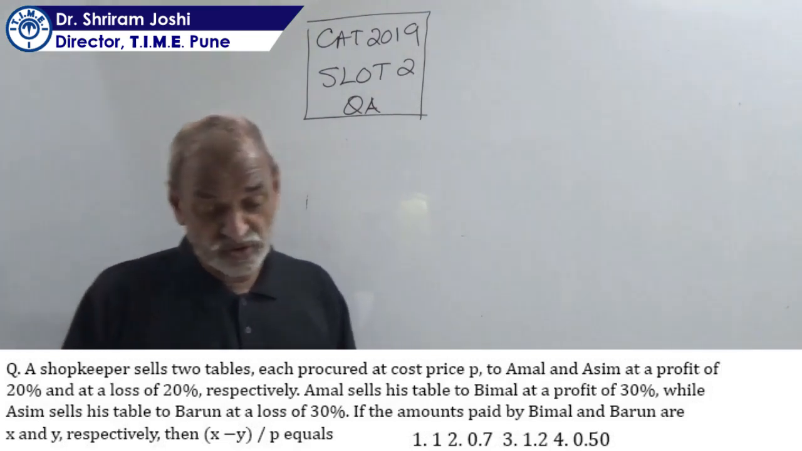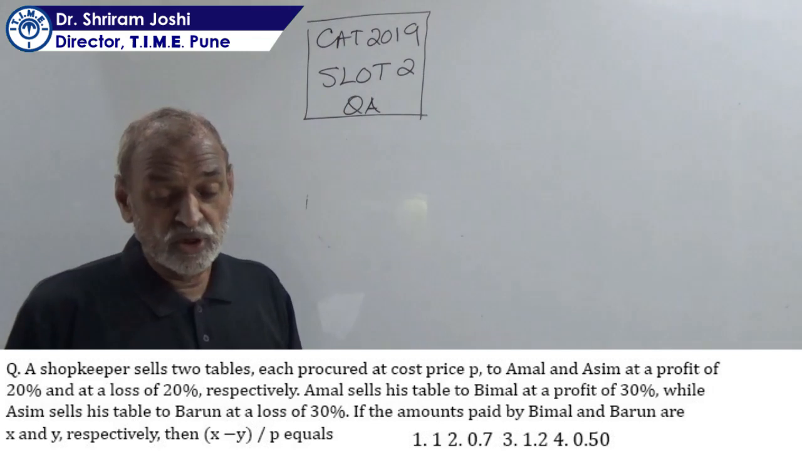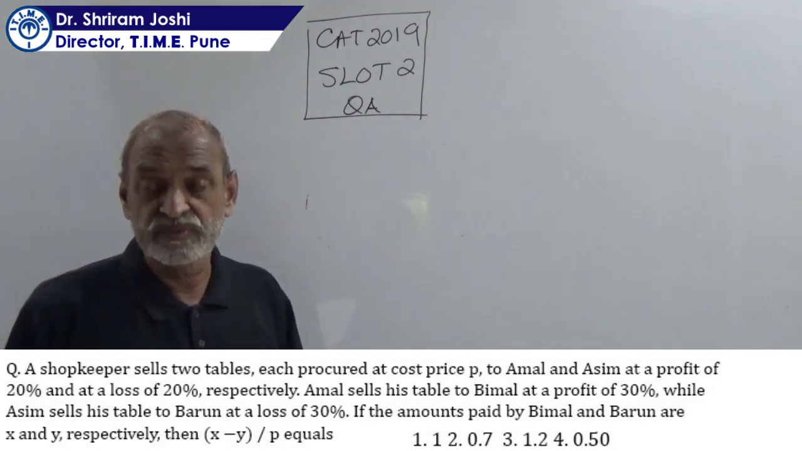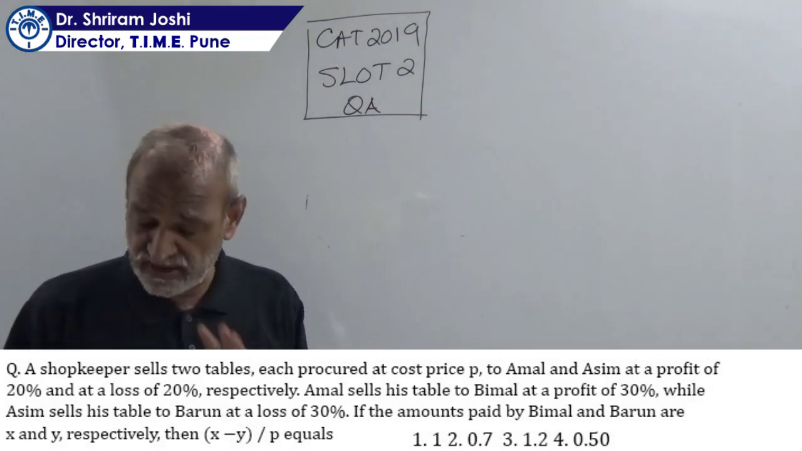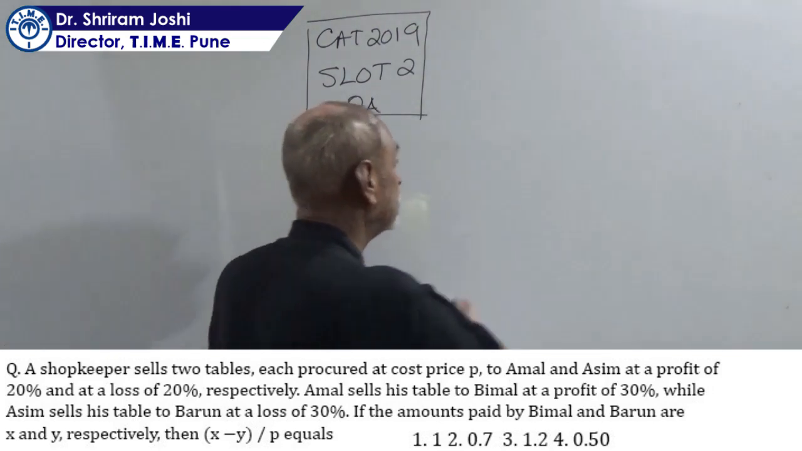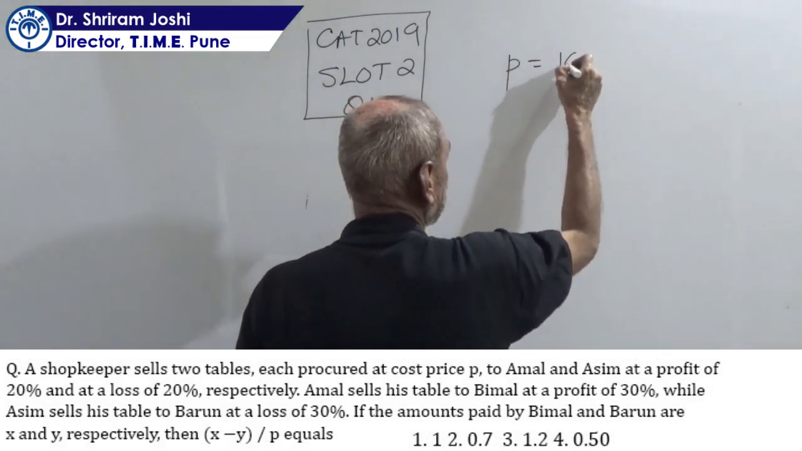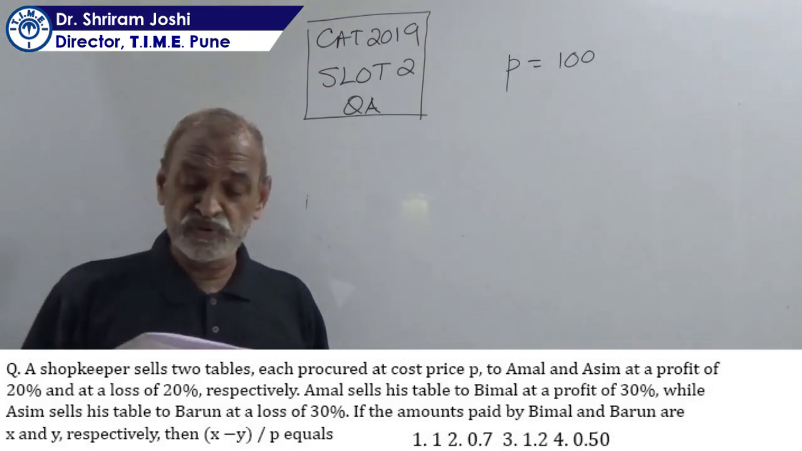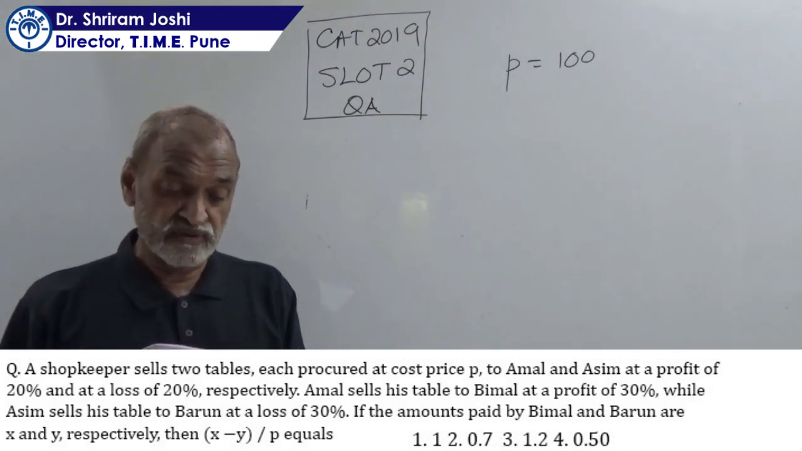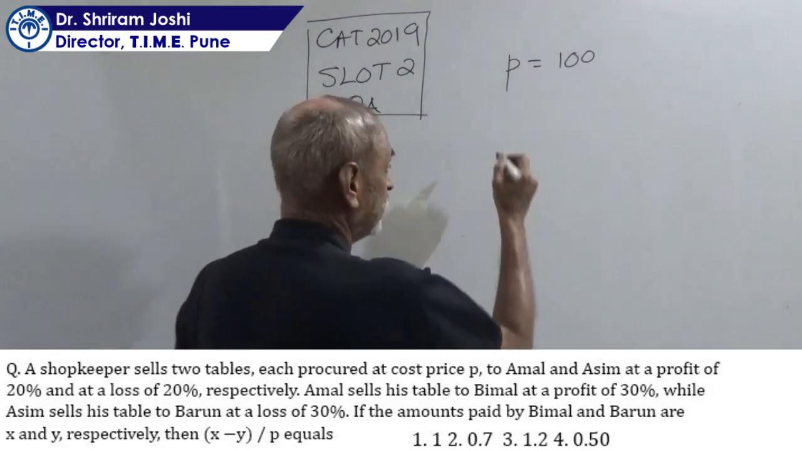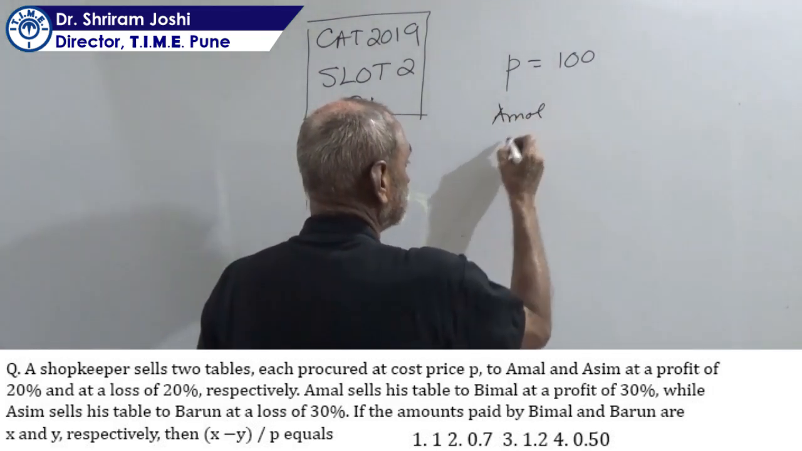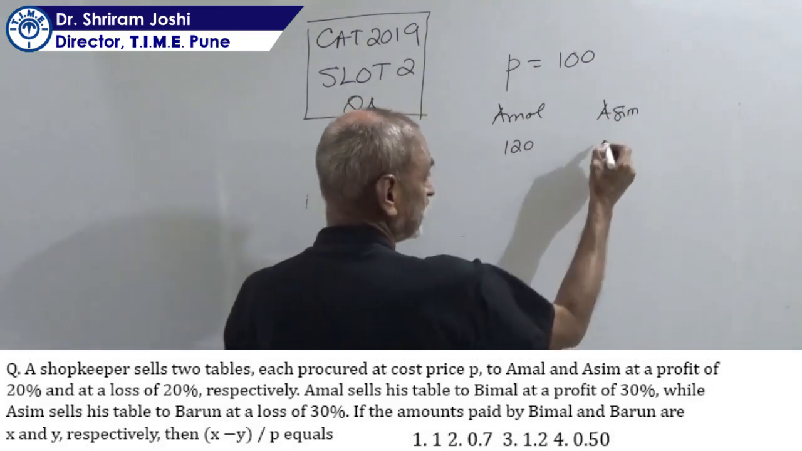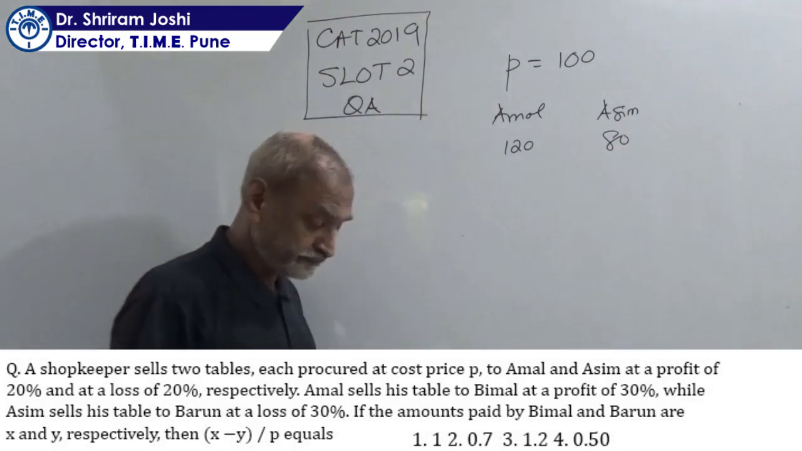CAT is no exception, slot 2 had many questions. A shopkeeper sells 2 tables, each procured at cost price P. Cost price is the same. So normally we take that to be 100. So P is 100, the cost price of the 2 tables. He sells them to Amol and Asim at a profit of 20% and a loss of 20%. So Amol gets it at 120, Asim, because of the 20% loss, will get it at 80.